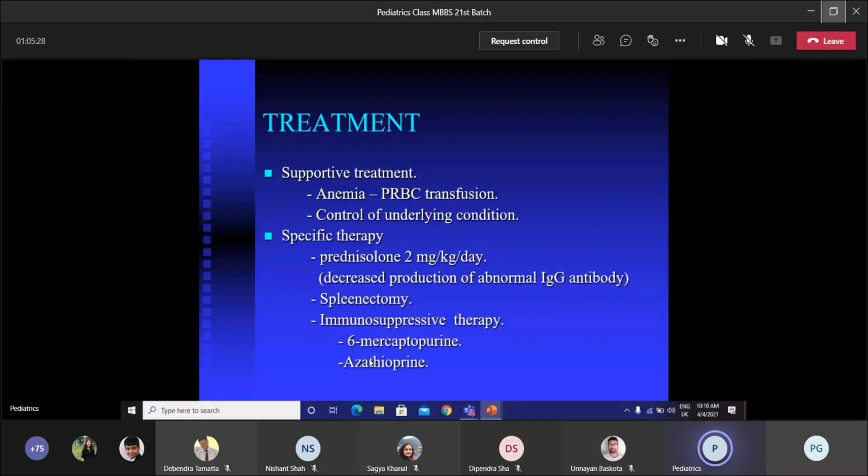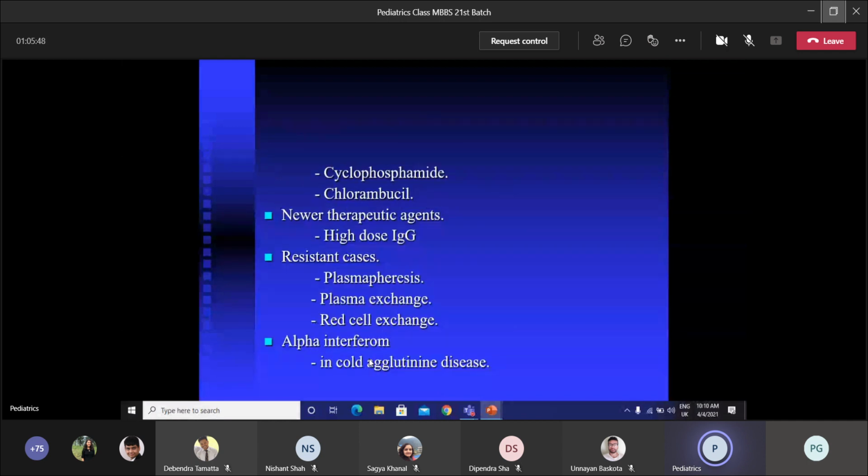If not improved, you can go for splenectomy or immunosuppressive therapy with 6-mercaptopurine or azathioprine. Cyclophosphamide or chlorambucil are other drugs you can give in autoimmune hemolytic anemia, especially IgG mediated. As a newer therapeutic agent, you can give high dose intravenous immunoglobulin, IVIG. In resistant cases, you can go for plasmapheresis, plasma exchange, or red cell exchange transfusion.